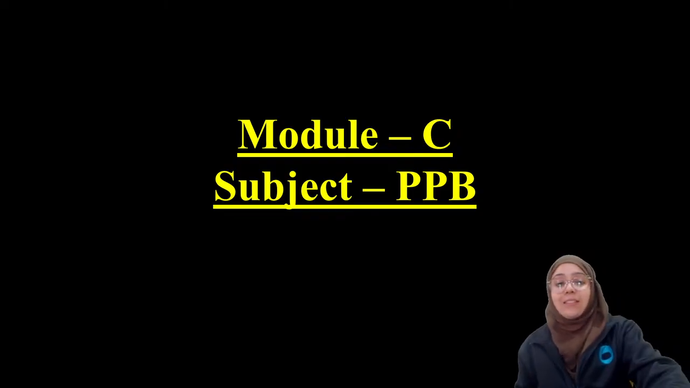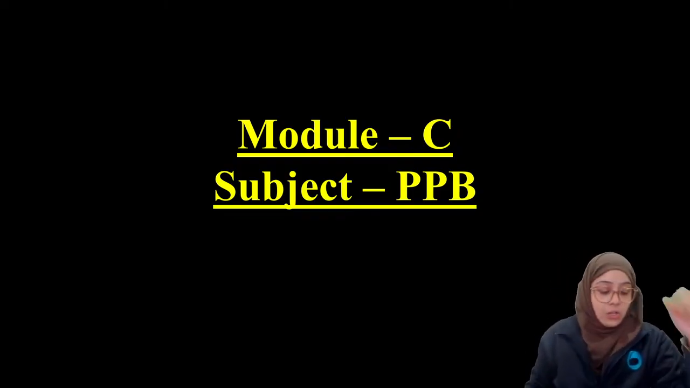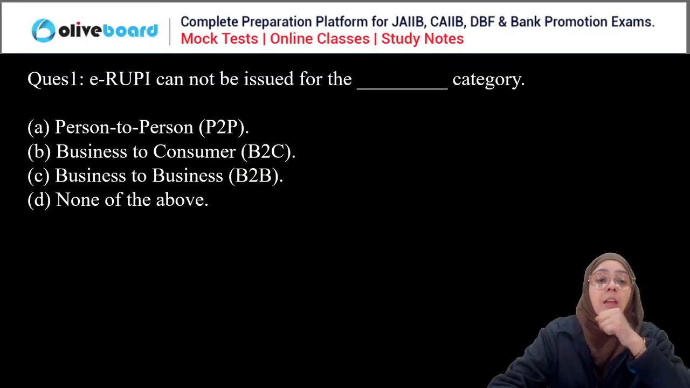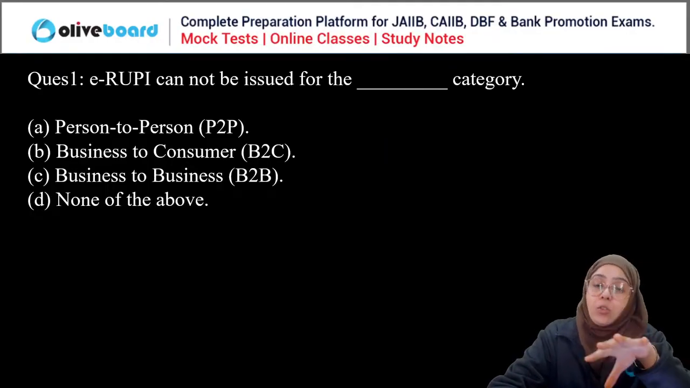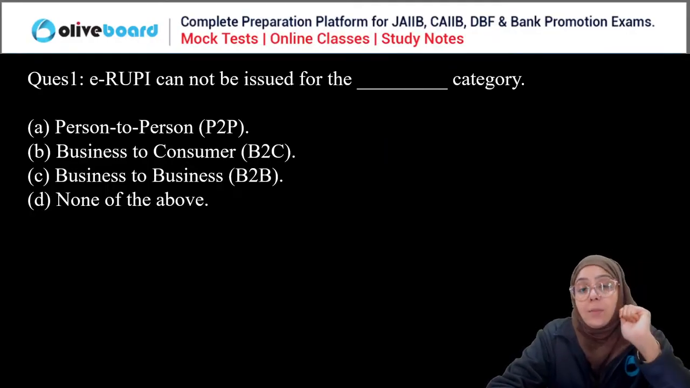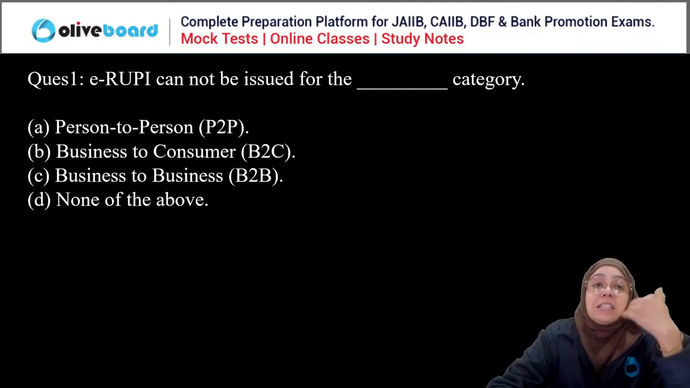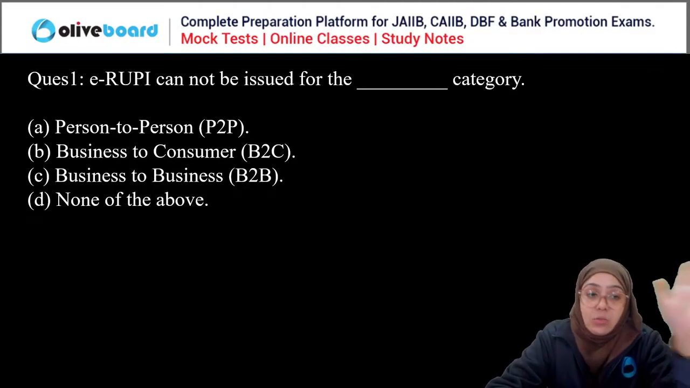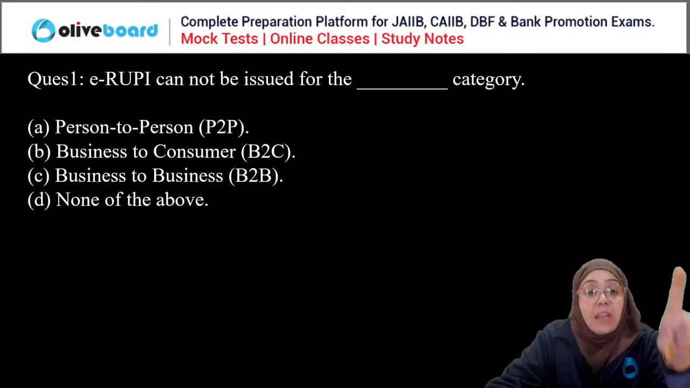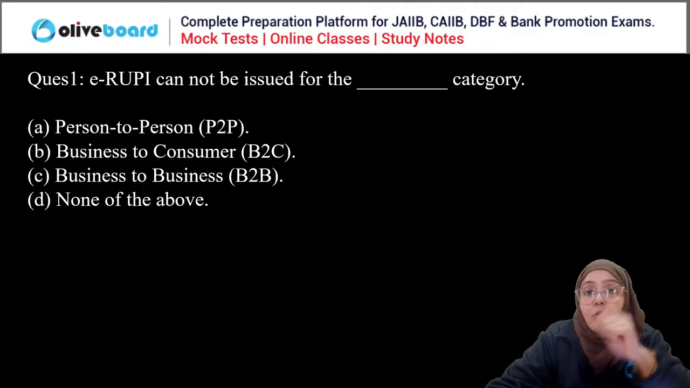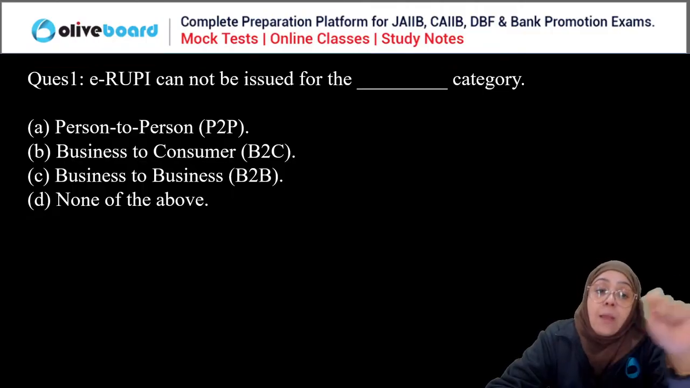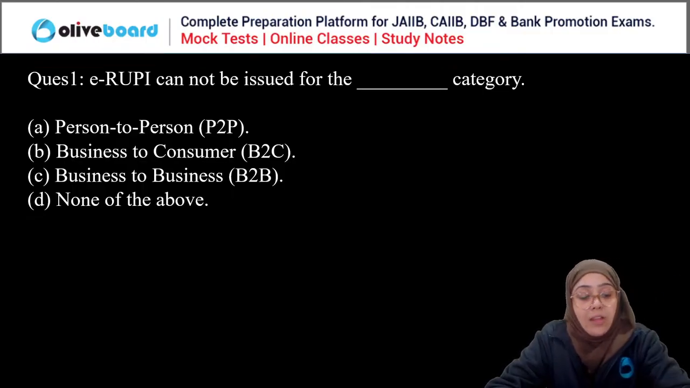Okay, so let's start discussing this chapter. Module C, PPB. The very first question, an easy question. E-rupee cannot be used for which category? What is e-rupee? I have explained e-rupee in detail in Module C. So you have to tell me e-rupee cannot be issued for which of the following categories: person to person, business to consumer, business to business, or none of the above.